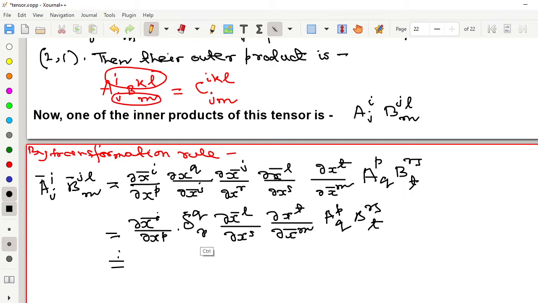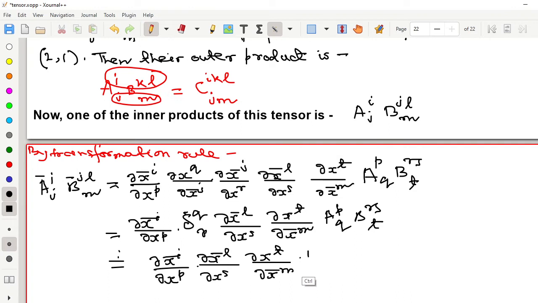So now you see that this is a sum over Q and R. So I put R equal to Q. So you find that it is del x bar I, then del x P, del x bar L, del x S, del x T, del x bar M. And you see that I am summing over Q and I put Q equal to R. I prefer to put R replaced with Q. So QS and these two.